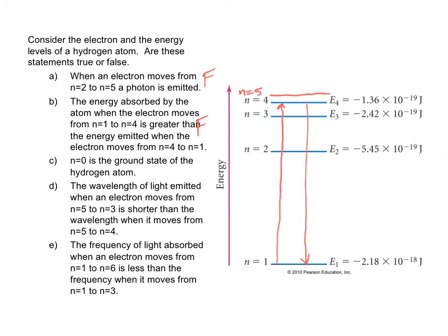All right, so I don't know if I've used this term yet or not, but in part C it's talking about the ground state. So the ground state of any system is the lowest energy state. And so this is saying that n equals 0 is the ground state of the hydrogen atom. And so that would also be false, right? Because the lowest energy level in the hydrogen atom is for n equals 1. So that would be false. If I changed that to a 1, then that would have been true.